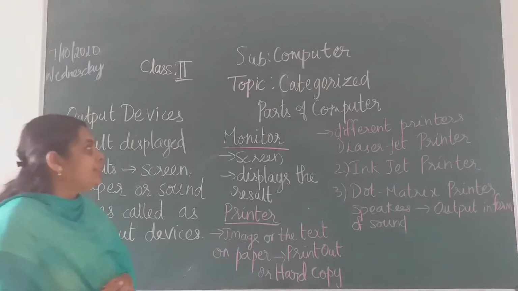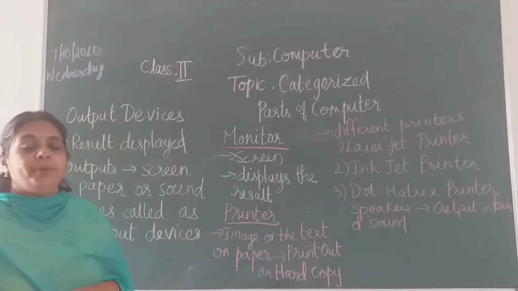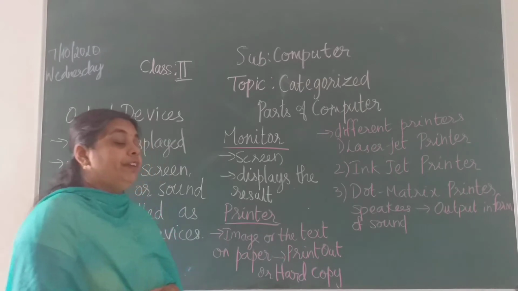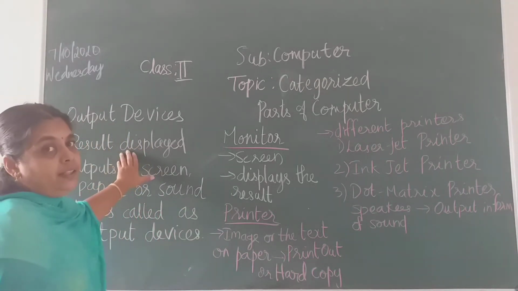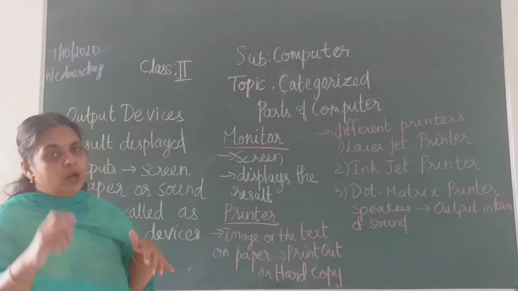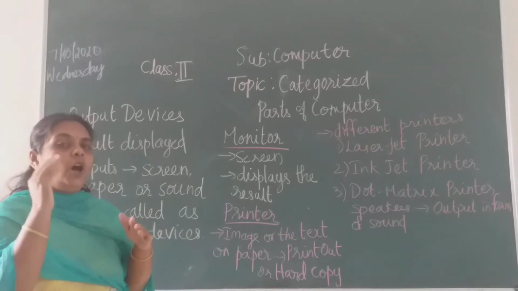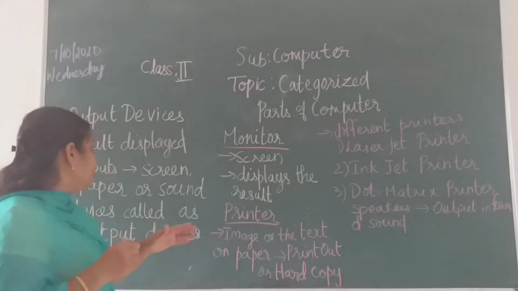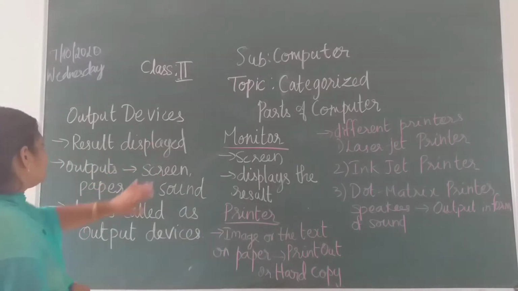So continuing with the topic of categorized parts of computer, today's topic we are going to see about output devices. In output devices, the results are displayed. You give an instruction through the keyboard or mouse, and that you can see on the screen or take as a printout. So the result is being displayed on the screen.